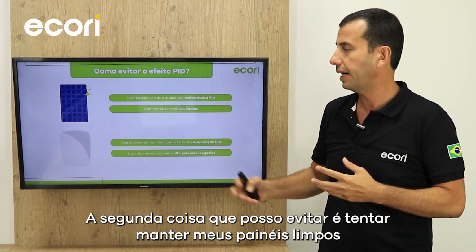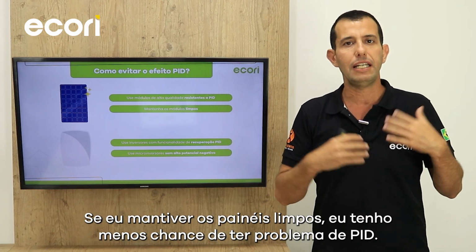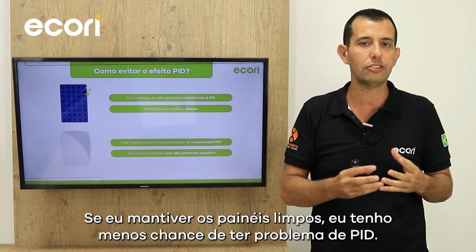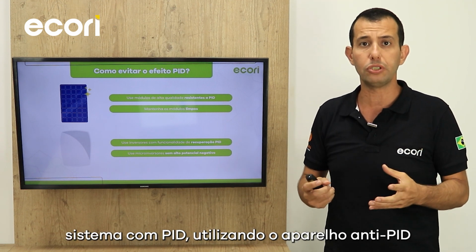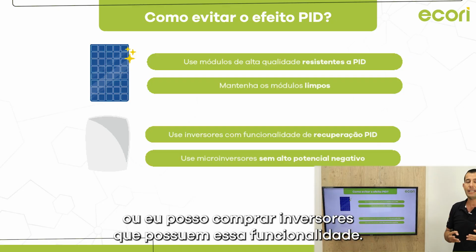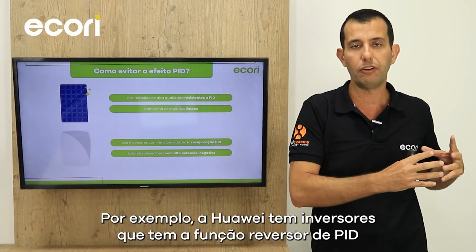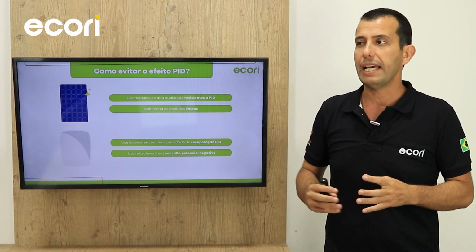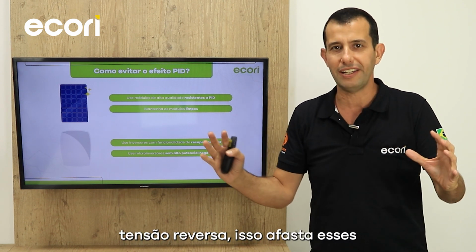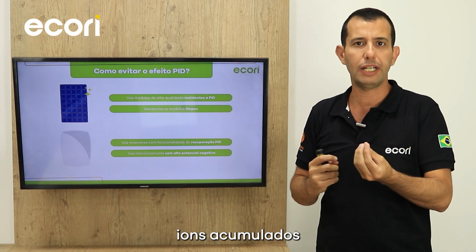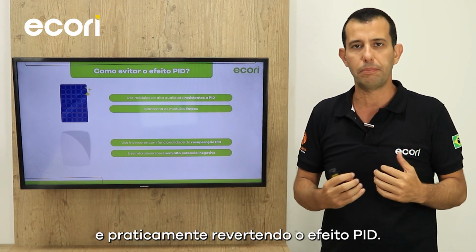The second thing I can do is try to keep my panels clean, with less soil and less salts on the panel. If I keep the panels clean, I have less chance of getting the PID problem. I can also try to resolve a system with PID by using anti-PID devices, or I can buy inverters that have these functionalities. For example, Huawei has an inverter with PID reverse functionality inside the inverter, and at nighttime it generates an opposite voltage that is like pushing away these accumulated ions and discharging the PID, practically reversing the PID effect.